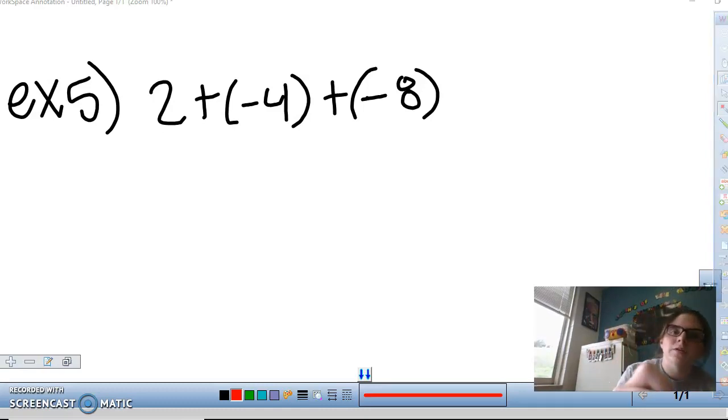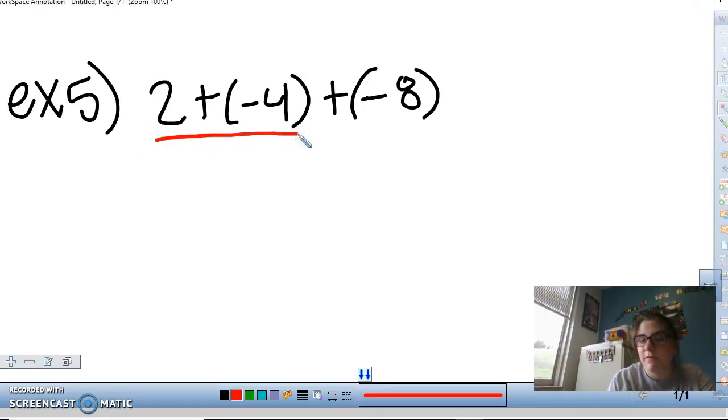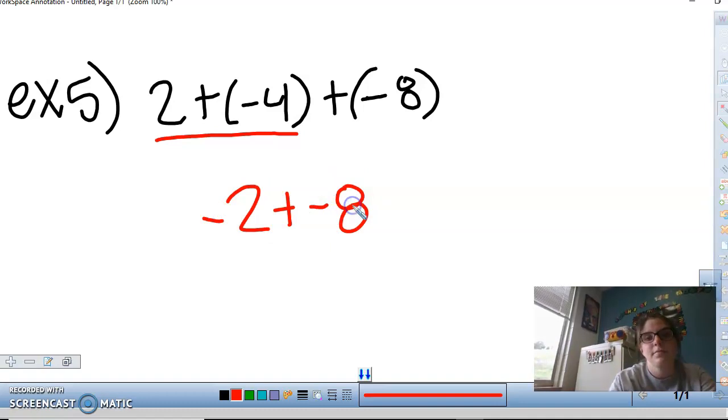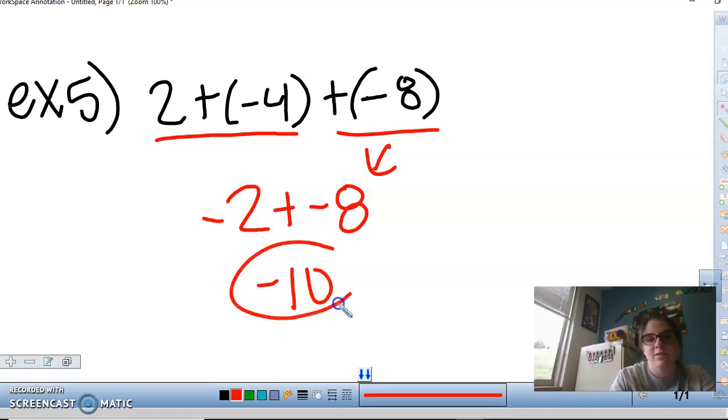Okay, so I start with my first 2, so 2 plus -4. I can see those are different signs, so when they're different signs, I subtract. So I know 4 minus 2 is going to be 2. My bigger number is 4, which I can see is negative, so this can be a -2 plus a -8. Okay, so those are now the same signs, and I got the -8 from up here. So then those are the same signs, so now I'm going to add. So 2 plus 8 is 10, and then I keep the sign, which is negative. So my answer is going to be -10.